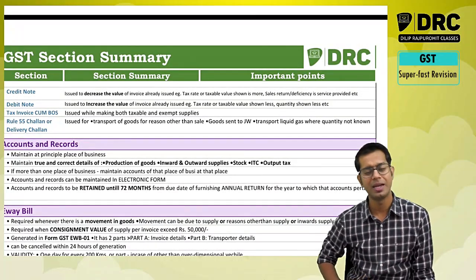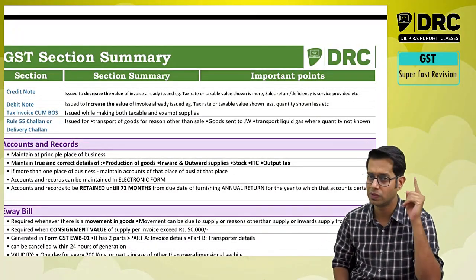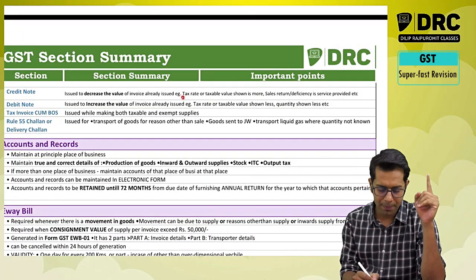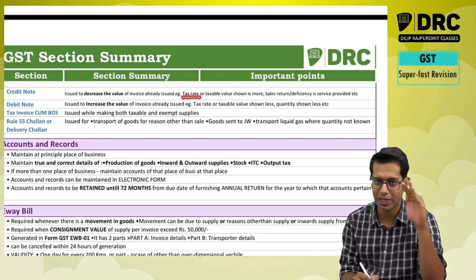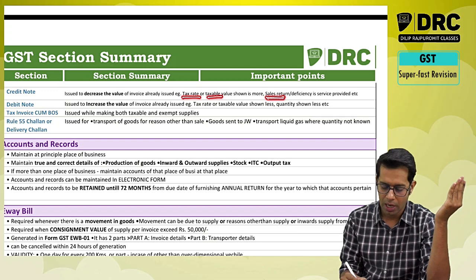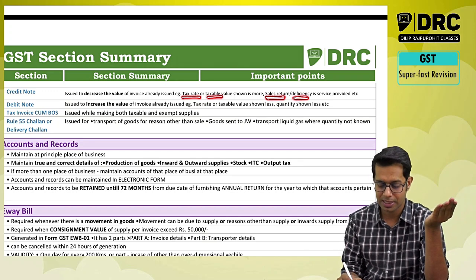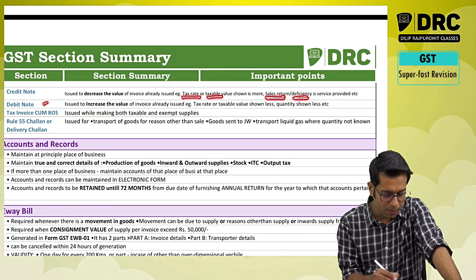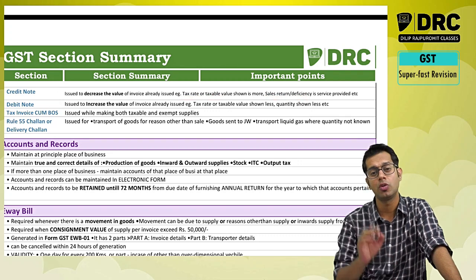Now we have something called a credit note. The credit note is issued to decrease the value of an invoice which is already issued by you. For example, the tax rate charged by you is more than the actual tax rate, or the taxable value charged by you is more in the actual invoice, there is a sales return, or there is a deficiency in goods and services provided by you.